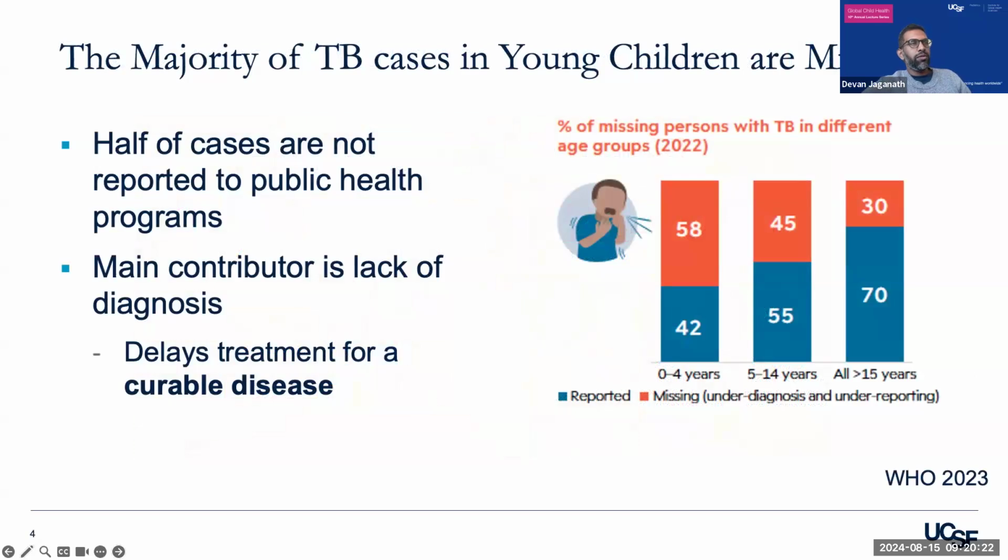When we think about why they're not being started on treatment, there's a somber reality: the majority of TB cases in especially young children are missing. If we look at the estimated 1.2 million cases, and then at the number of cases actually reported to public health programs, only about half of children less than 5, and a little more than half of those 5 to 14, are being reported. Part of that might be reporting challenges, but I think the real concern and the main contributor is the lack of diagnosis.